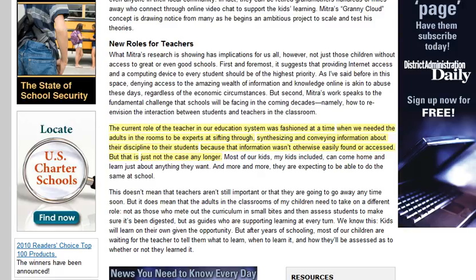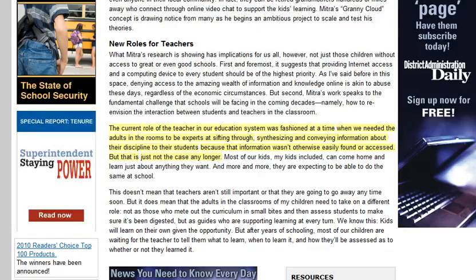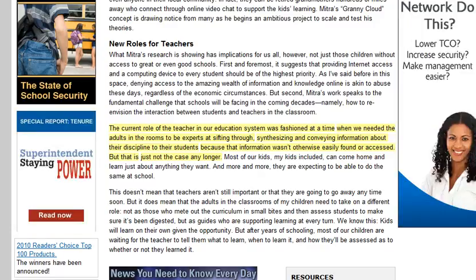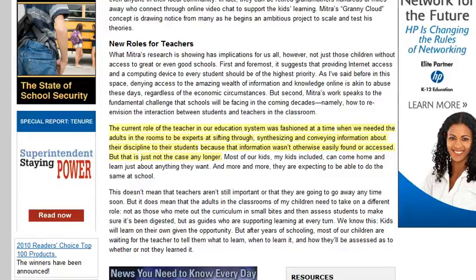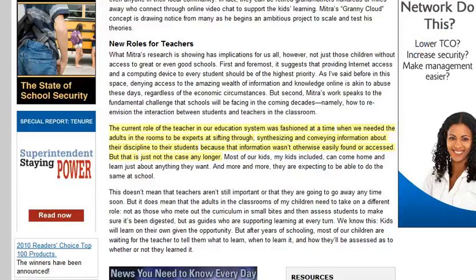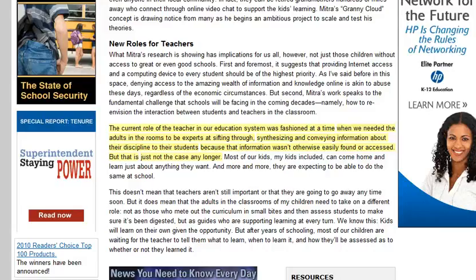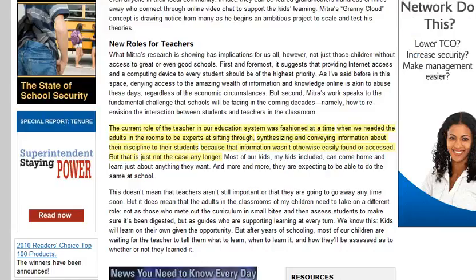He mentioned it in a post, but the thing that really stood out to me is what the current role of the teacher is, and it says the current role of the teacher in our education system was fashioned at a time when we needed the adults in the rooms to be experts at sifting through, synthesizing, and conveying information about their discipline to their students, because that information wasn't otherwise easily found or accessed. But that is just not the case any longer, which is totally true.